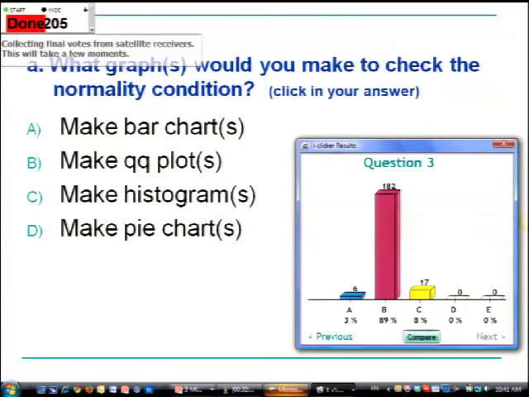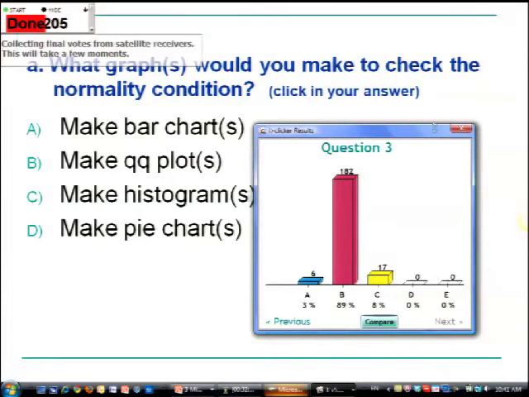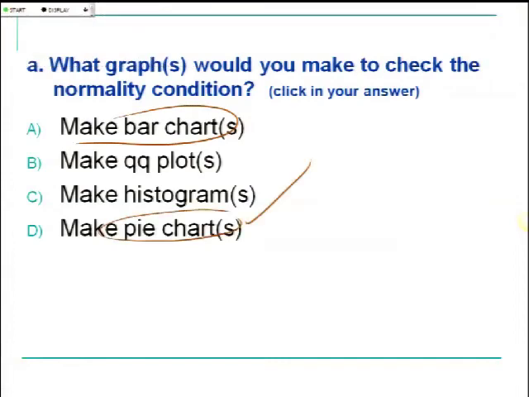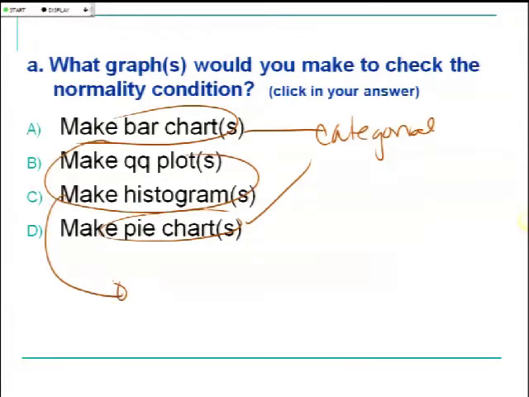Most of you are picking the tool that refines that checking of normality, the QQ plot, which would be good to do. A few of you checked a histogram, which would also be okay. But what is a bar chart or a pie chart used for? It displays a distribution, but these two are for categorical data. A bar chart is not a histogram. Bar chart is the categorical display.